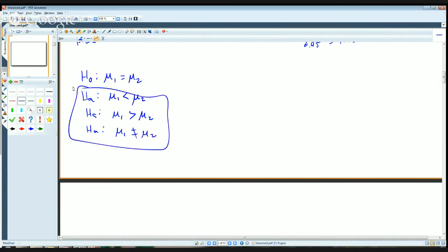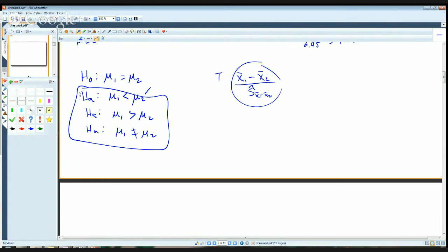In this case, it's less straightforward because it depends on how you form your test statistic. If this is your hypothesis test, and you write your test statistic as x bar 1 minus x bar 2 over the standard error of x bar 1 minus x bar 2, if you write it like that, then you're going to want to reject if this test statistic is small.